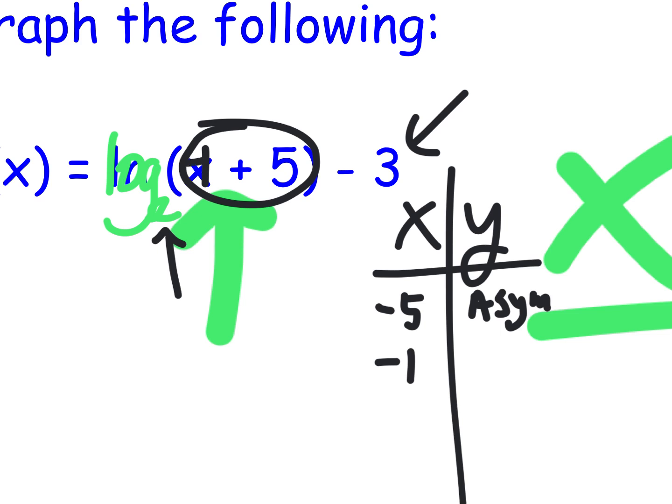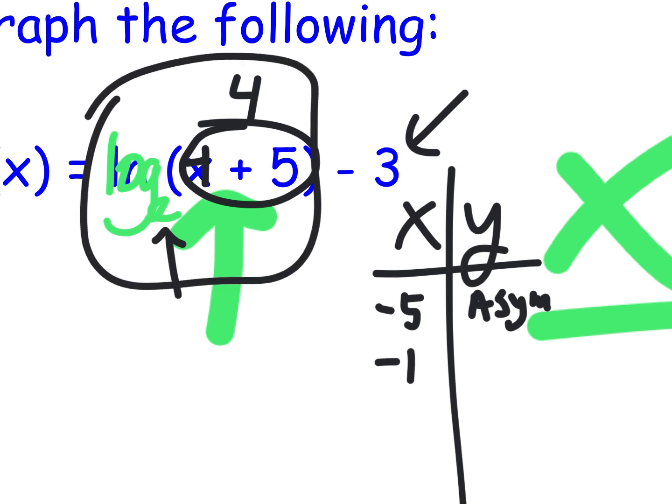Let's see. -1 plus 5 is 4. Log base 3 of 4? No, I don't like that one. Because log base 3, remember, E is about 3. I'm going to put a squiggly equals about 3. So -1 did not work.